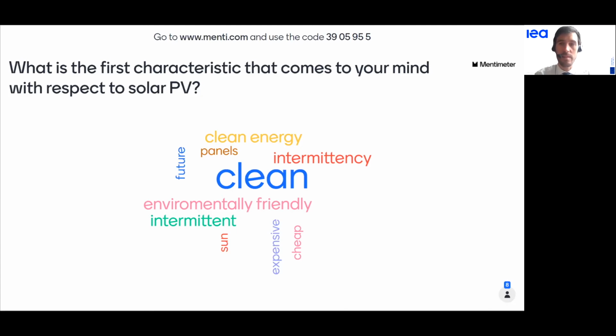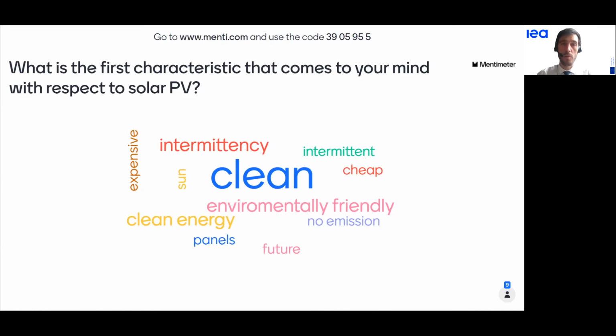Intermittency is indeed a characteristic because it only produces electricity when there is the sun, so during daytime, and it will evolve depending on the clouds coverage. It's interesting.